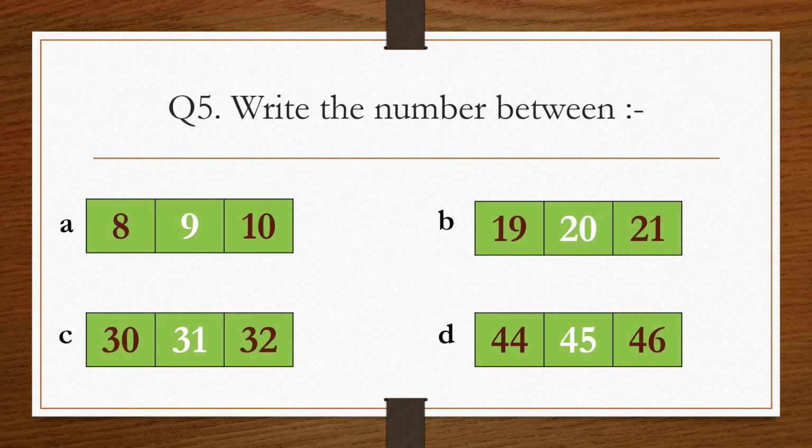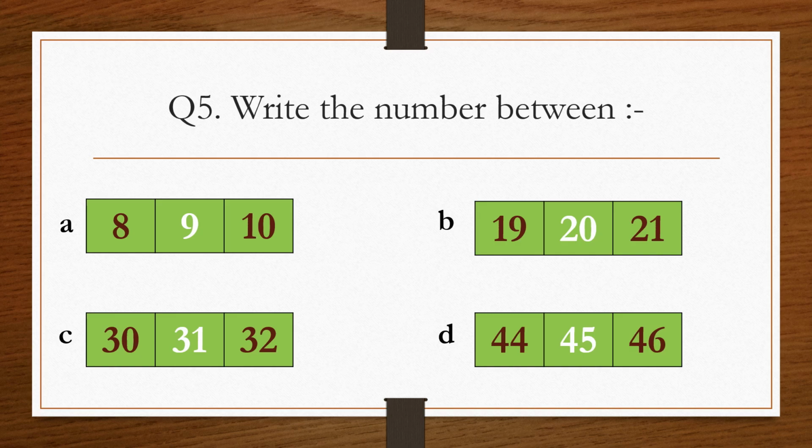Question 5. Write the numbers between. That means numbers are given on the left hand side and right hand side, and the middle blank is given. In that blank you have to fill the number which will come in between both the numbers. So let us start. Number A, 8 and 10. 8 and 10 is given. So what will come in between? What comes in between 8 and 10?